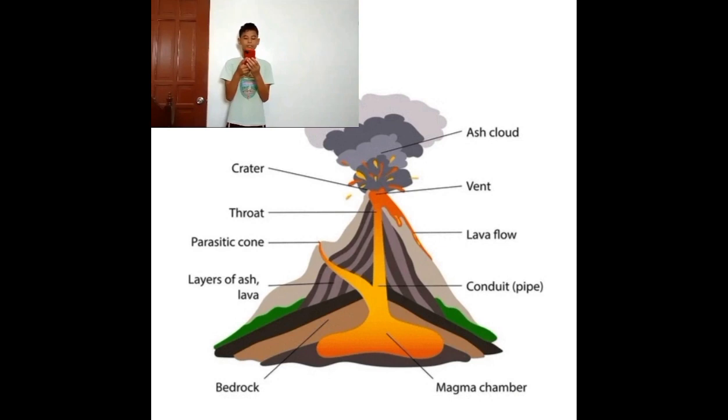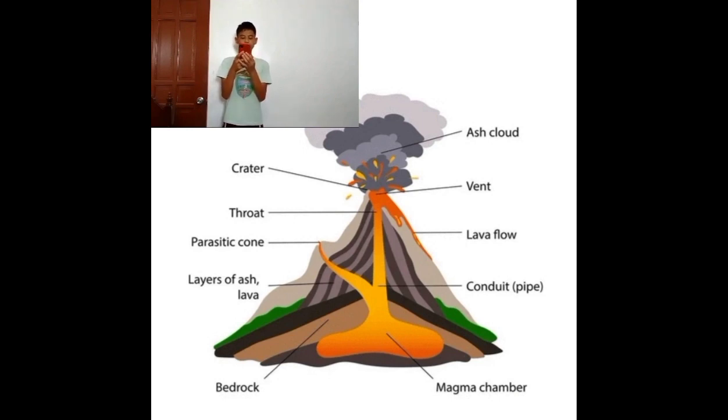The fourth part of a volcano is the crater. This is the bowl-shaped depression at the top of the volcano. The crater is formed when material is ejected from the volcano during an eruption. Craters can be small and shallow or large and deep, depending on the size of the eruption.